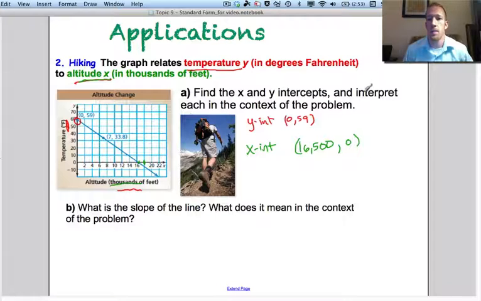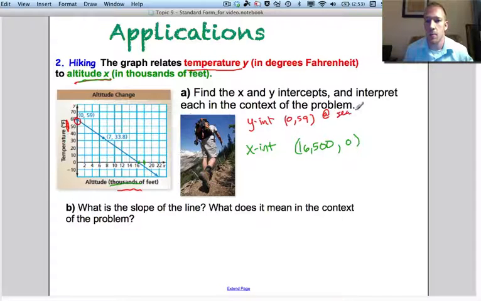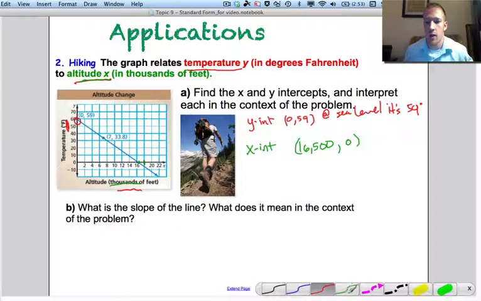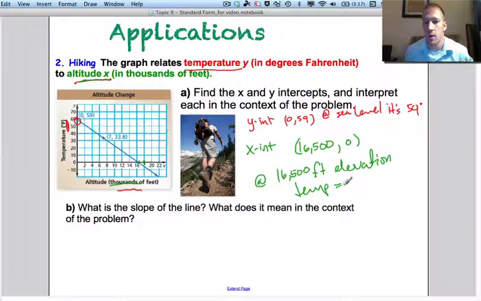Now interpret each in the context of the problem. This is at sea level, it's 59 degrees Fahrenheit. And then at 16,500 feet elevation, so you're up a big mountain, the temperature is 0 degrees, or freezing. So what is the slope of the line? What does it mean in the context of our problem?